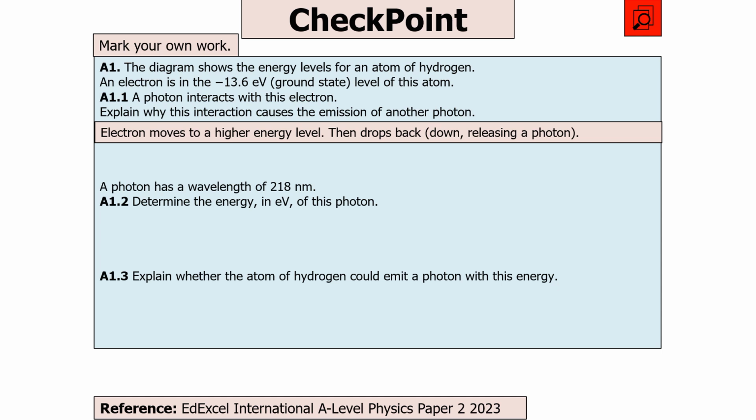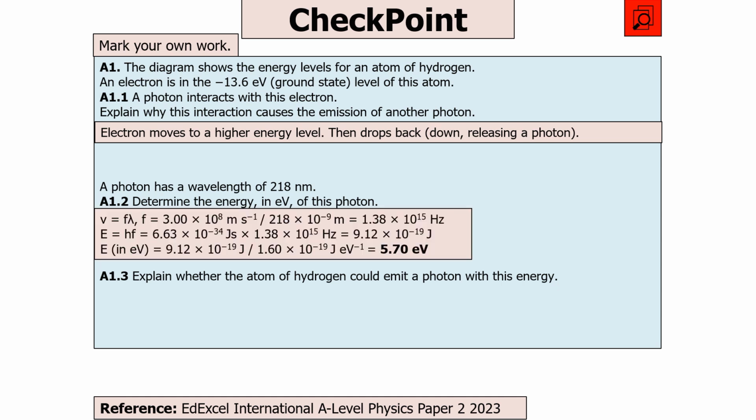Now in this next one, we know from the question that v equals f lambda. So f is going to be v, which is 3 times 10 to the 8 because it's a photon, divided by the wavelength, which is 218 times 10 to the minus 9 because we go from nanometers to meters. We can then say E equals hf. So we plug in the value of f which we just worked out, and we get E to be 9.12 times 10 to the minus 19 joules. We then divide by 1.60 times 10 to the minus 19 to get our value in eV, 5.70 eV.